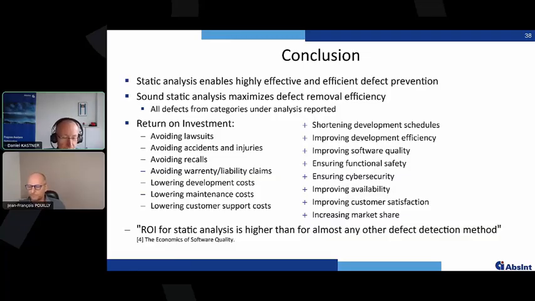So then I would like to conclude again with the statement of the book I've cited a couple of times before, that the return on investment of static analysis tools really is higher than for basically all other defect detection methods which are around.